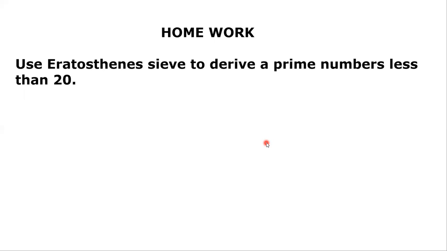2. So immediately you circle 2, then you cancel all the multiples of 2. After that, you circle the next number that is not cancelled. I think 3 is the next, because when you cancel the multiples of 2, 3 can never be a multiple of 2, so you will not cancel 3. So you circle 3, then cancel all the multiples of 3, then circle the next number that is not cancelled, cancel all its multiples, and repeat the process.